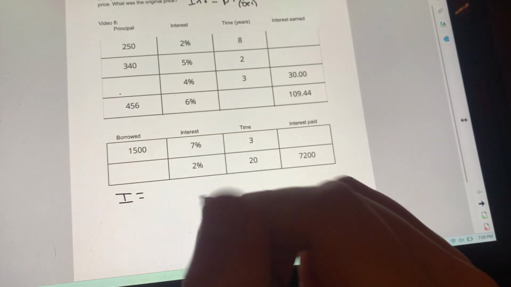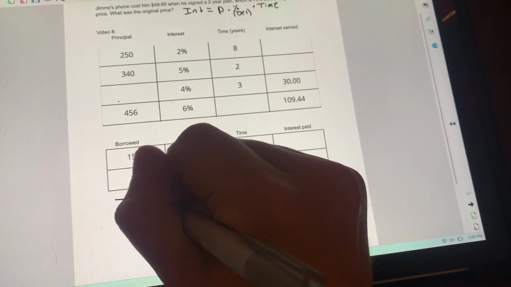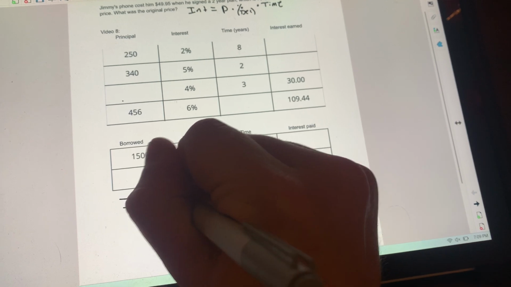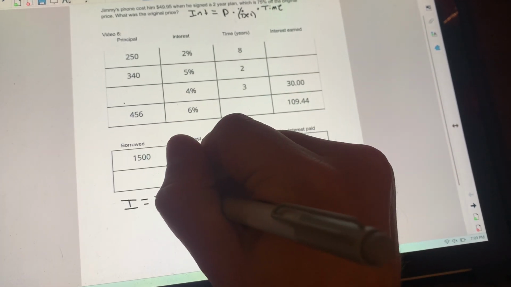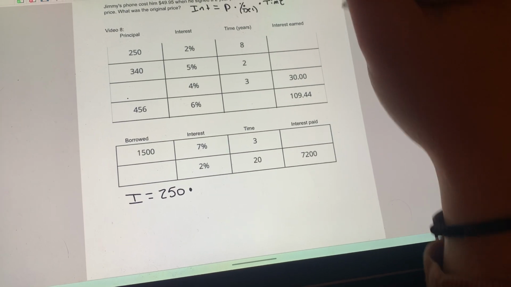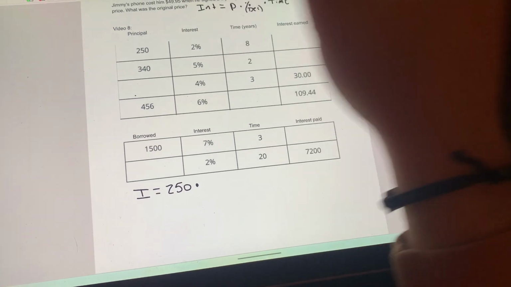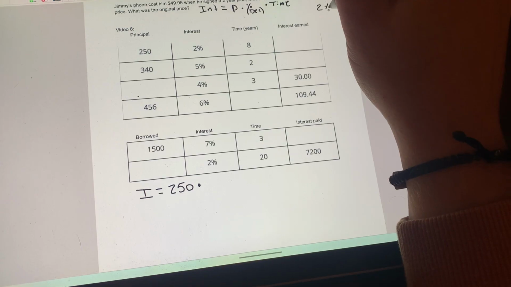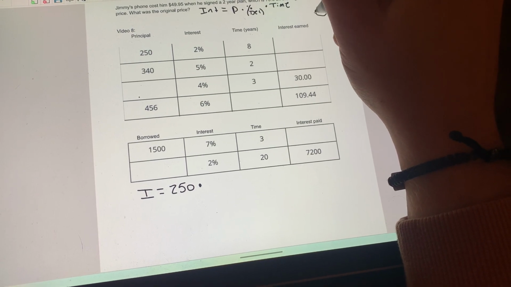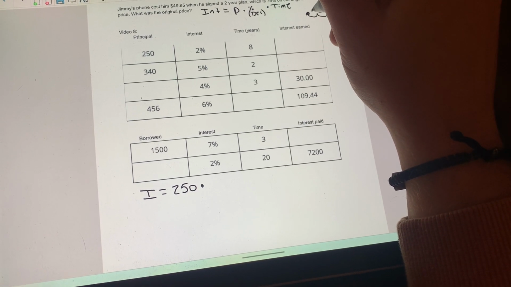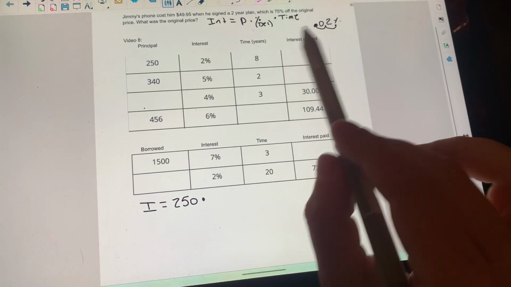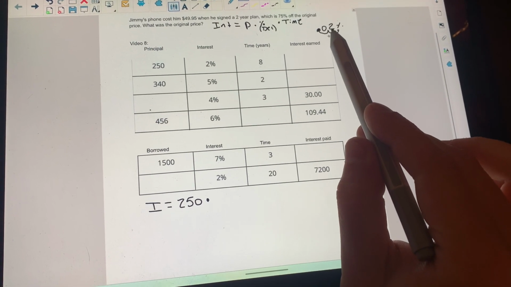So again, interest equals, well, I don't know how much interest I have, so I'm going to put I equals. So interest is my principal, which in this case is $250. So 250 times my interest as a decimal. So to get your interest as a decimal, you take your percent. So in this case, it is 2%. And then I'm going to move my decimal point over 2 spots. So 1 spot, 2 spot, put a dot, and then I got to fill in that 0 there. So 2% as a decimal is 0.02.